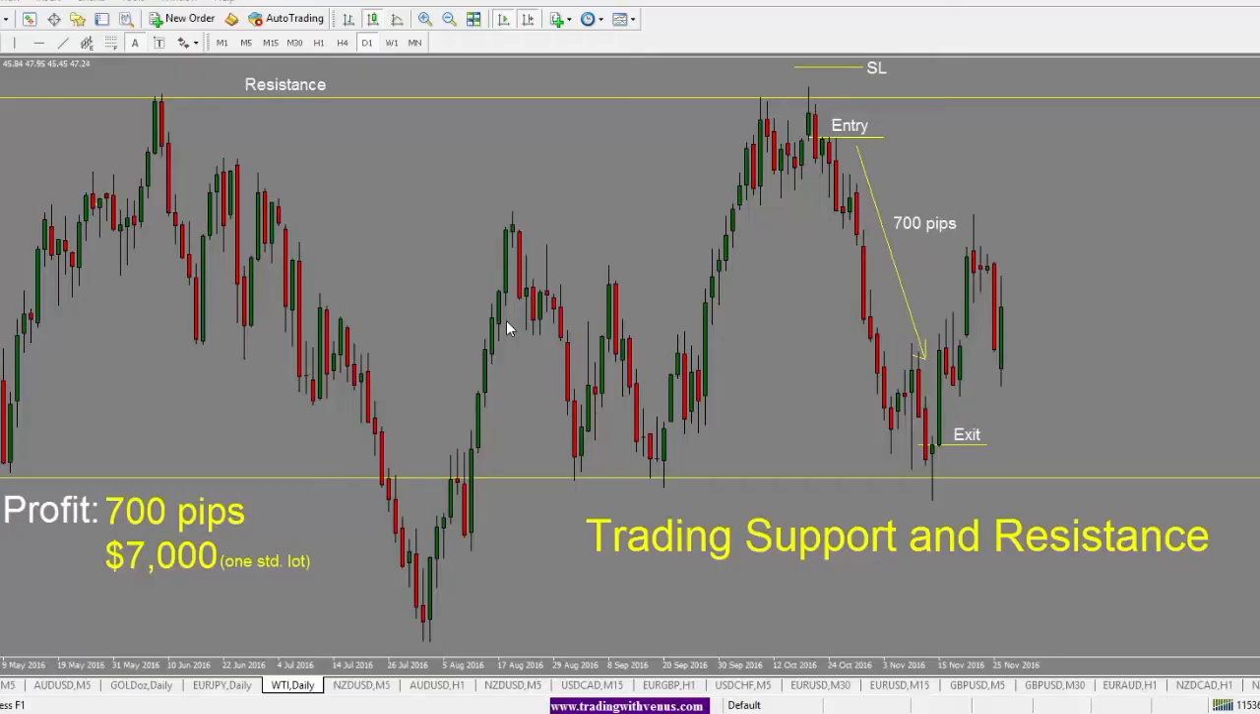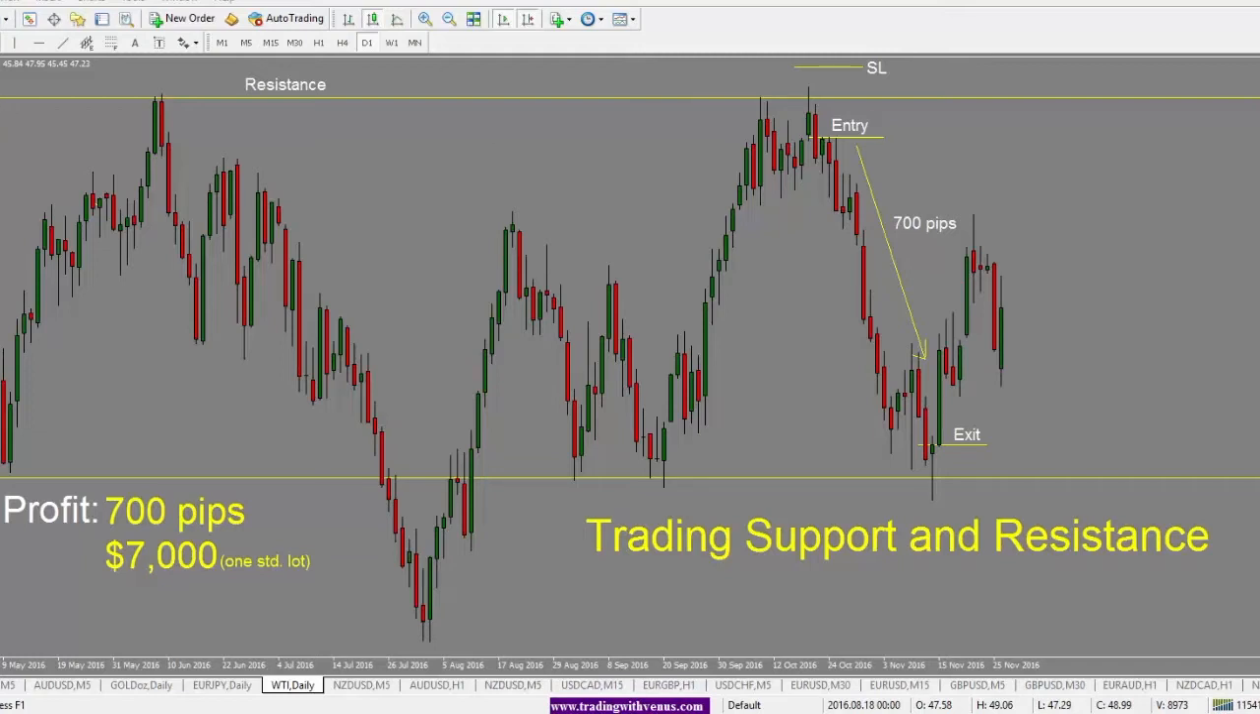Here we are looking at how to trade using support and resistance lines. If a person is a beginner to trading, or you're just learning, or you just want to simplify your trading and not get too encumbered by all the indicators and everything else on your charts, trading support and resistance is one of the easiest ways to take trades.